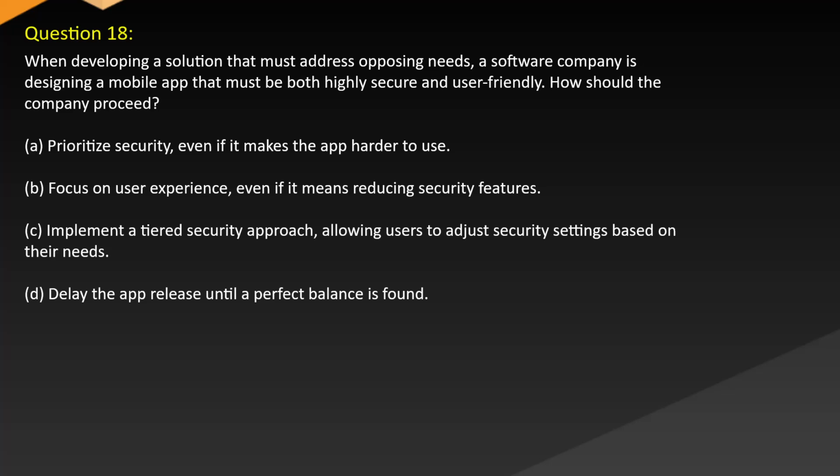Question 18. When developing a solution that must address opposing needs, a software company is designing a mobile app that must be both highly secure and user-friendly. How should the company proceed? A. Prioritize security, even if it makes the app harder to use. B. Focus on user experience, even if it means reducing security features. C. Implement a tiered security approach, allowing users to adjust security settings based on their needs. D. Delay the app release until a perfect balance is found.